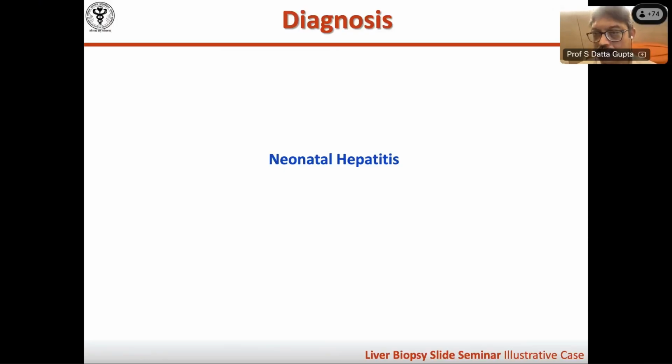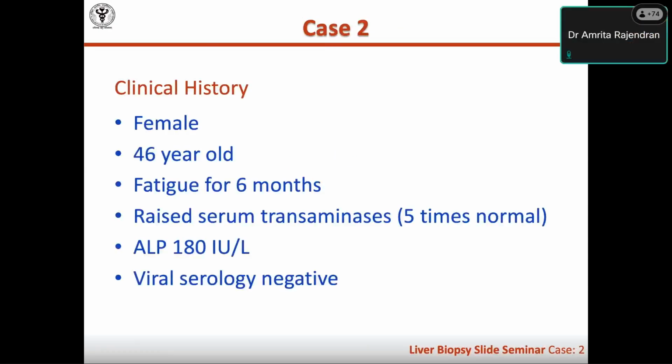Clear? Any doubt? So we saw an acute hepatitis with bridging necrosis. This is a conventional acute hepatitis in a neonate. Anything else? Any doubt? Okay. None? Questions yet, sir? No question.